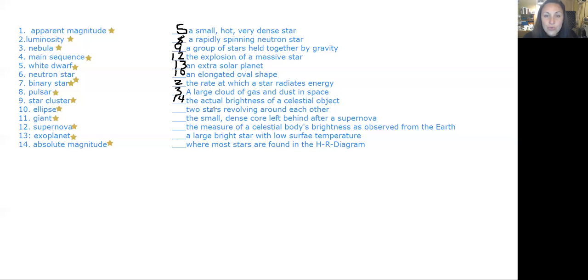Okay, now to the right of that box, we're going to the next definition. Two stars revolving around each other. So just two stars that are revolving around each other due to the gravitational pull between them. This is called a binary star. So we're going to put a number 7 right above that telescope. Two stars revolving around each other is a binary star.